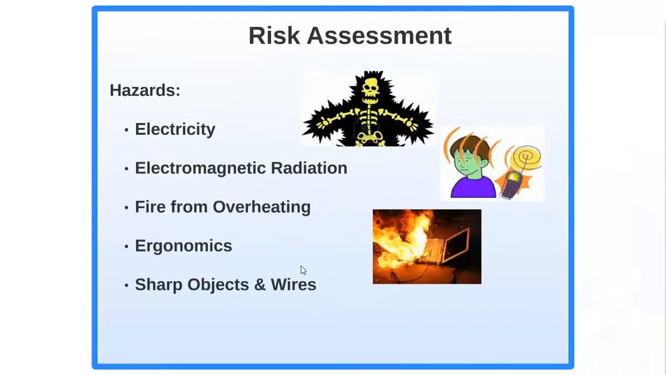Then we looked at risk assessment, and basically the main one was electricity when dealing with this project, which has a risk of electric shock. And then we have electromagnetic radiation generated by the fluxes, and you have fire from overheating in the receiver circuit or even the transmitting circuit. You have ergonomics, which comes from a lot of testing that needs to be done for this project, and then sharp objects and wires in the lab.